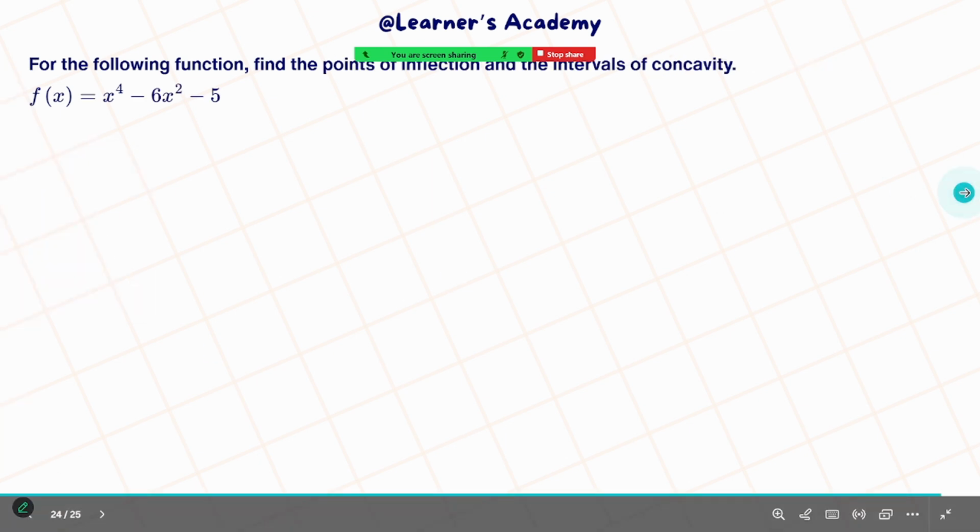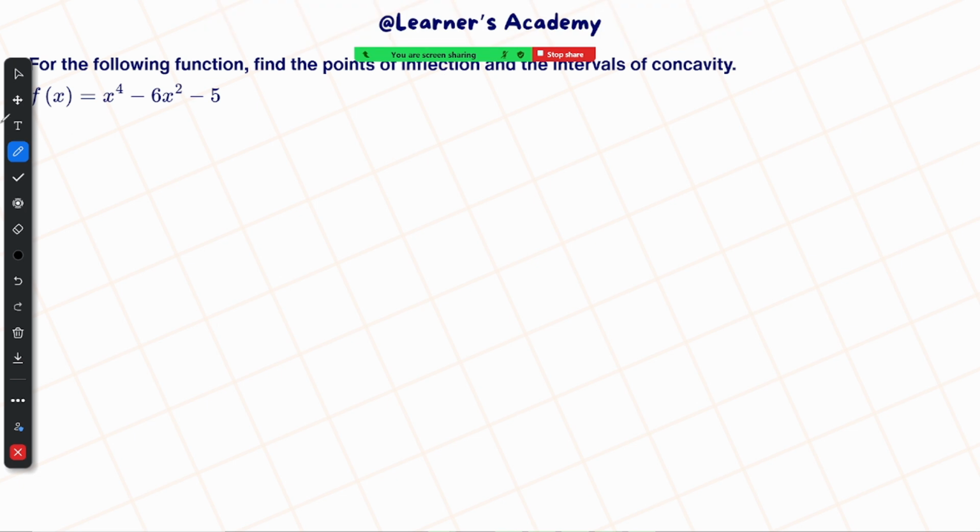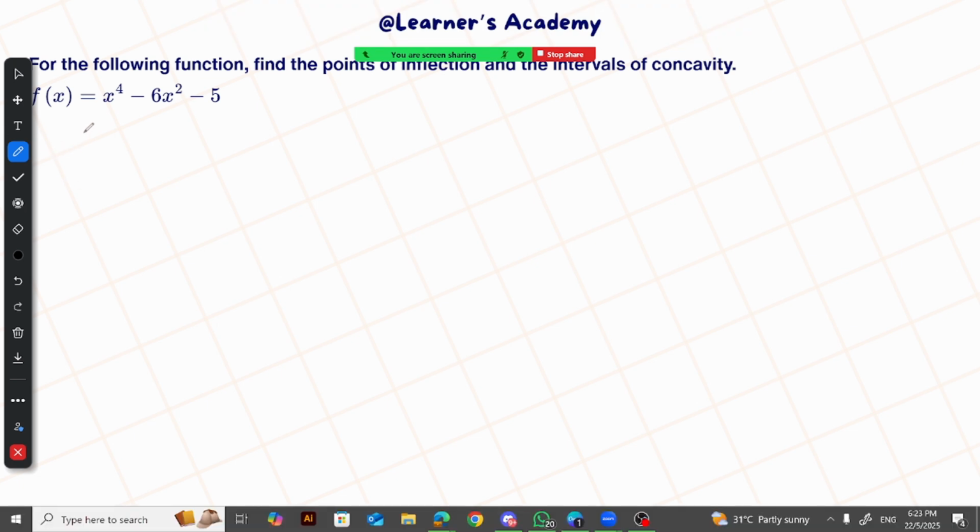The next question is: for the following function, find the points of inflection and the intervals of concavity. First of all, we find the second derivative. The first derivative is 4x cubed minus 12x, and then the second derivative will be 12x squared minus 12. Alright?